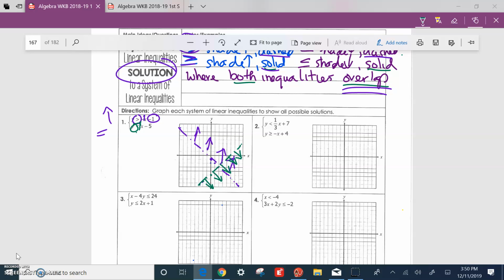In your homework, I want you to only shade where they overlap, where the arrows overlap. And you can tell that they overlap here. It is above the blue line and below the green.